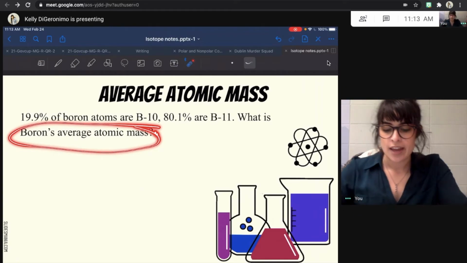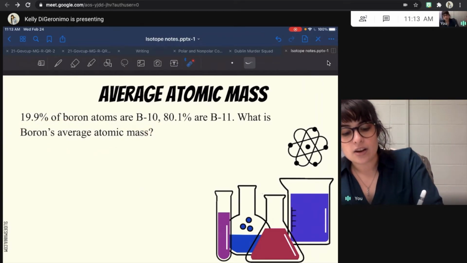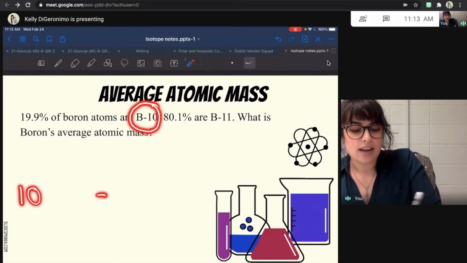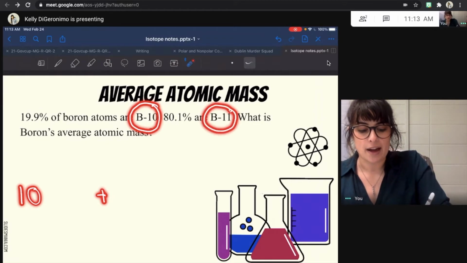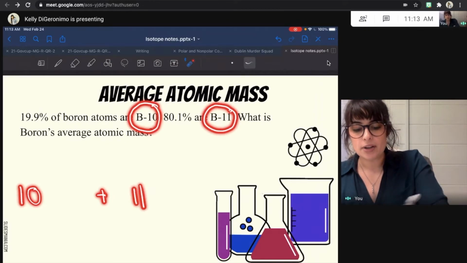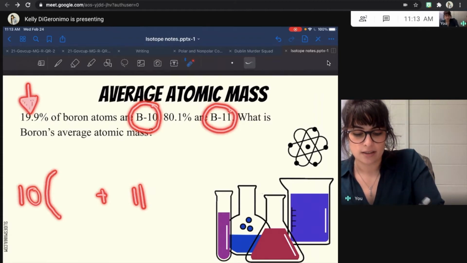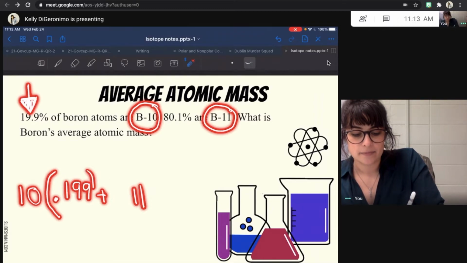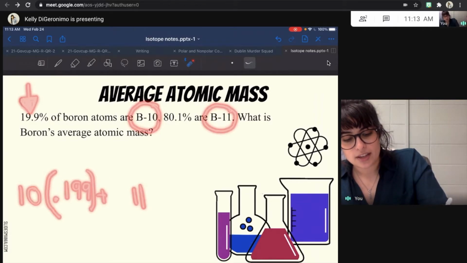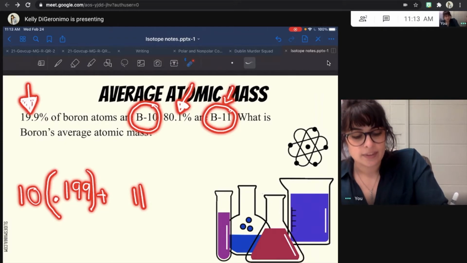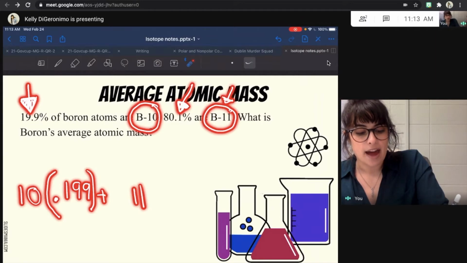to it. They said, here's an isotope of boron with atomic mass 10. And here's an isotope of boron with atomic mass 11. What percent of boron has an atomic mass of 10? About 20%. So we're going to multiply 10 by 0.199. And now, what percent of all the boron on Earth has atomic mass 11?